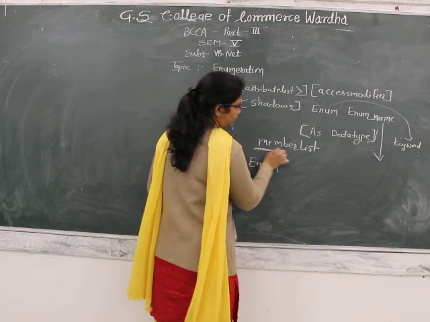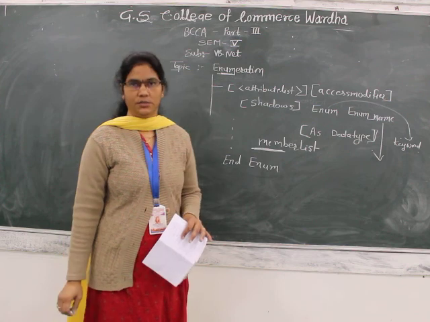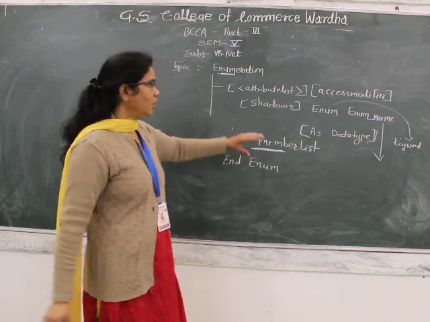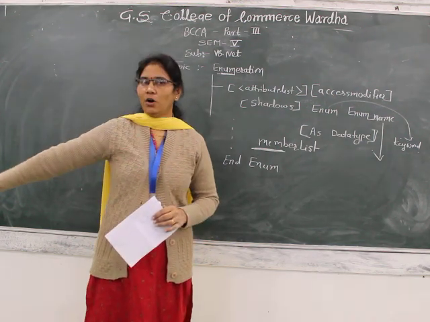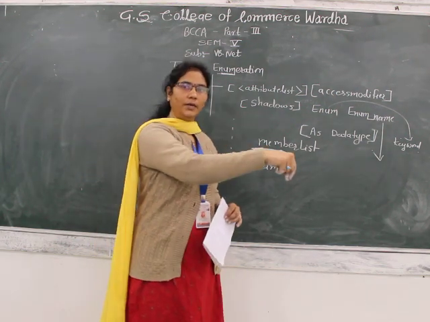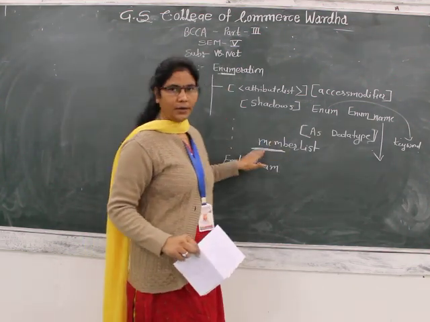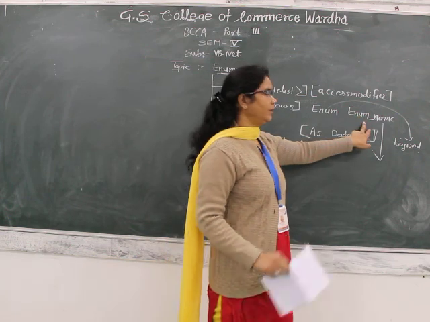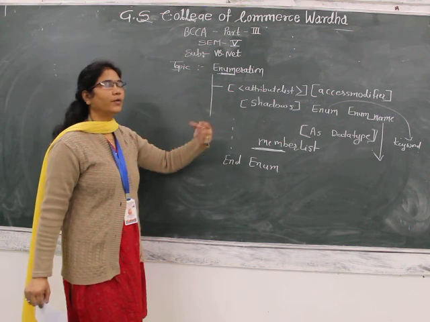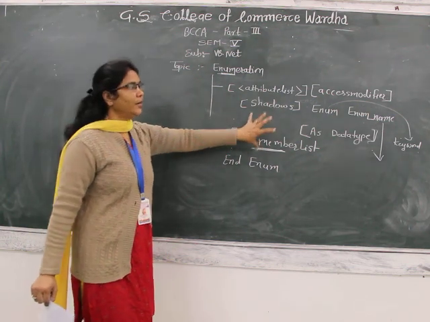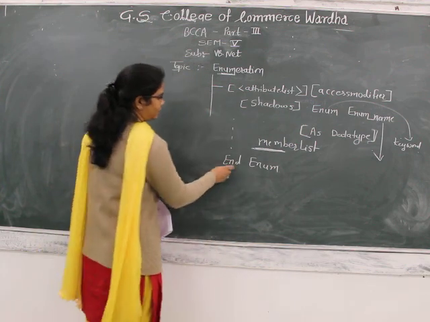And this is a very important thing, the member list. Like in an array we identify all elements with a particular name, here we identify the member list with only the name of that enum. It is very important, as it holds the elements of the enumeration. And the last one is End Enum.